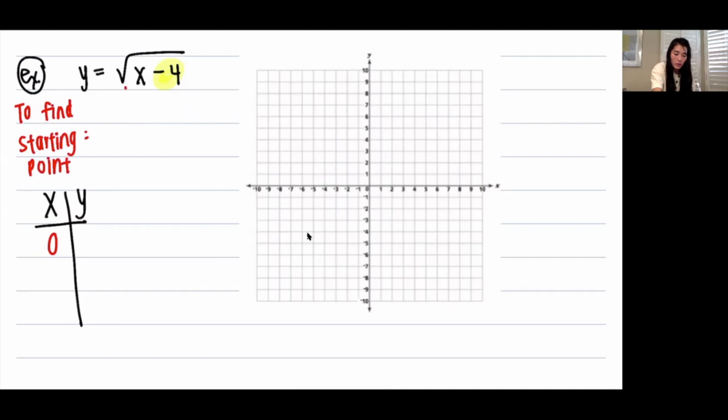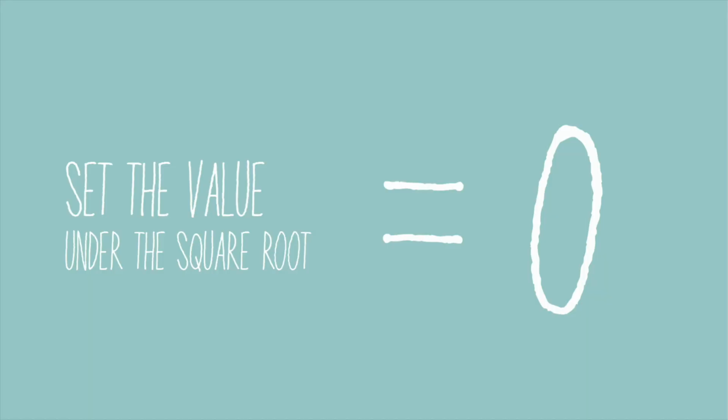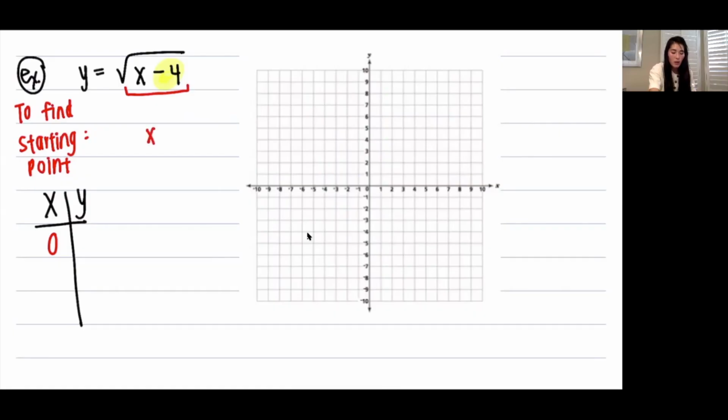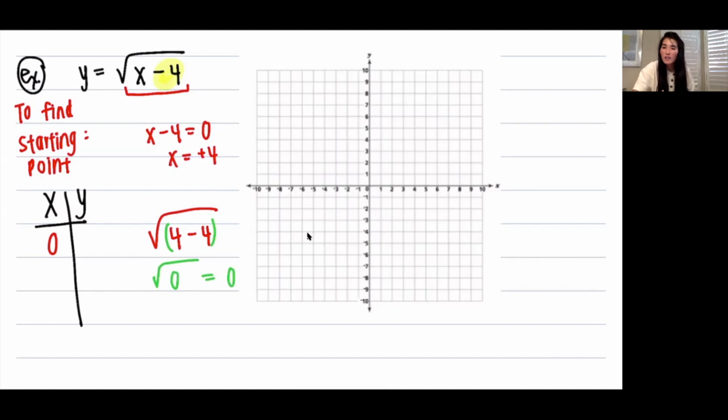What you're going to do is take what is underneath the square root and set it equal to 0. X minus 4 is equal to 0. X is equal to +4. So the square root of 4 minus 4, think of it as if there was an invisible parenthesis there. 4 minus 4 is 0. The square root of 0 is 0. And so there's that 0 as our starting point.